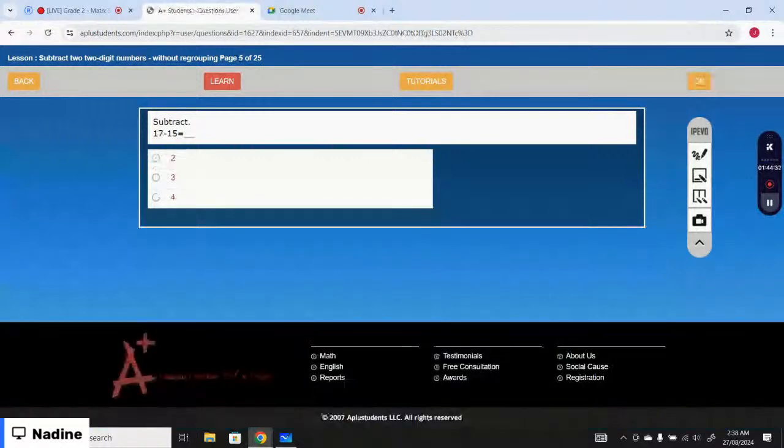17 take away 15, which is the correct option? Yes, that is again 2. Option number 1 is the correct option.